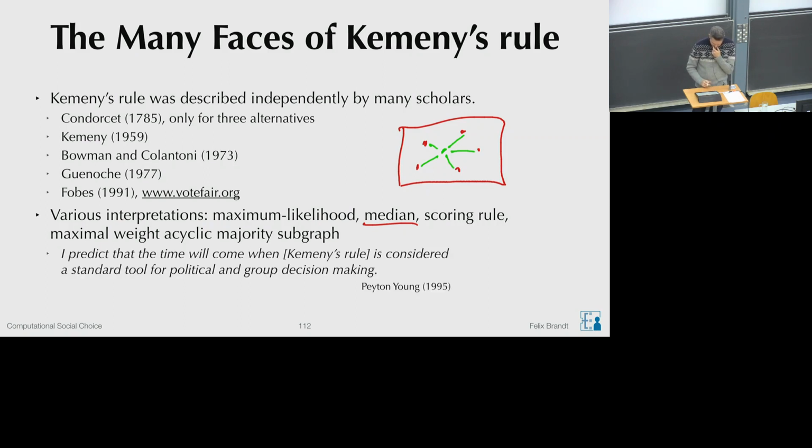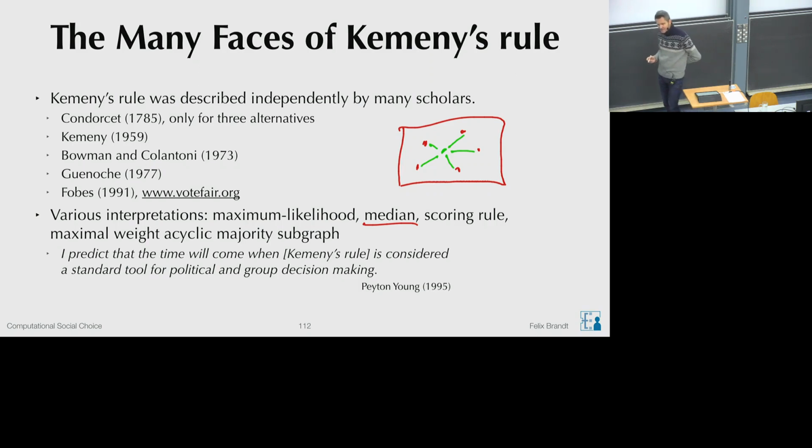Right, so the last bullet here is a quote by Peyton Young, who you know by now because he's really a big fan of Kemeny's rule, where he says, "I predict that the time will come when Kemeny's rule is considered a standard tool for political and group decision making." That was in 95. Hasn't happened yet. Well, there are some applications, but not really that many.